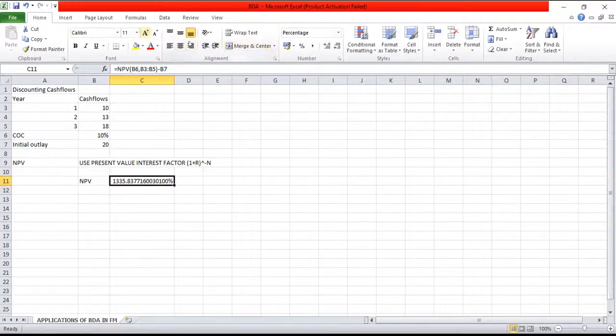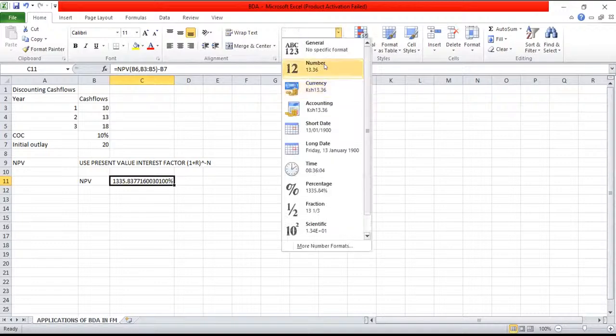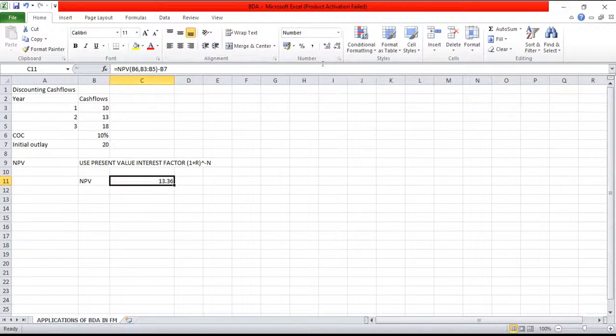Just go to the home. Or even there, yes. Under that percentage, there is a drop down. And no, not percentage there. Number, yes. We want a number, not percentage. Thank you so much.